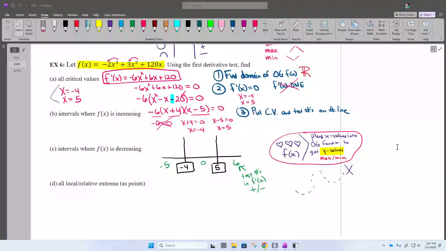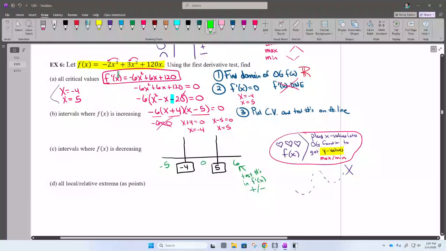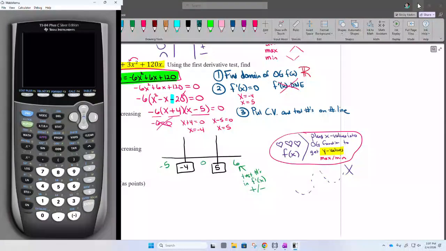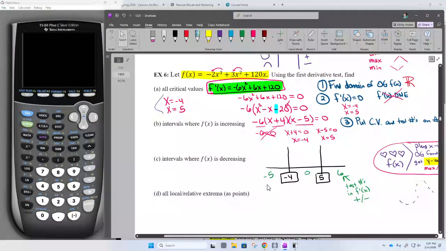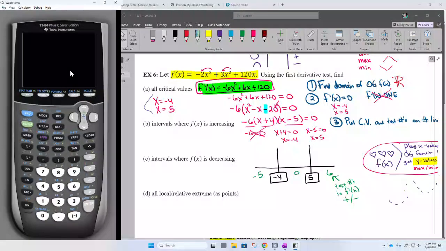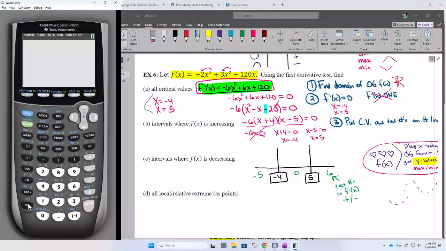Okay, so we want to test these in the first derivative, which I boxed, but I'll also highlight right there. Anytime you have to test multiple numbers in the same function, the quickest way to do this is use your table on your calculator. So this is a great time to pull out your calculators. We're testing it in the first derivative, so we're going to go to y equals, and we're going to put that first derivative into y1.